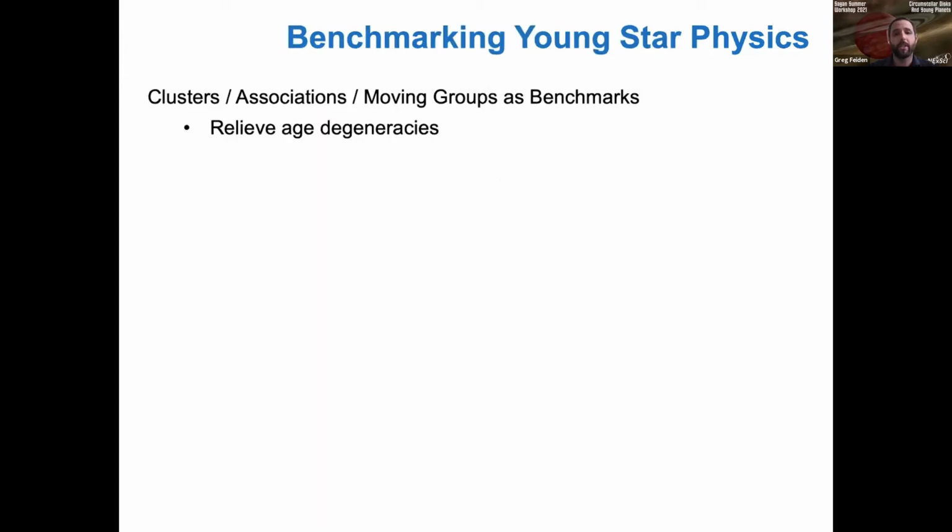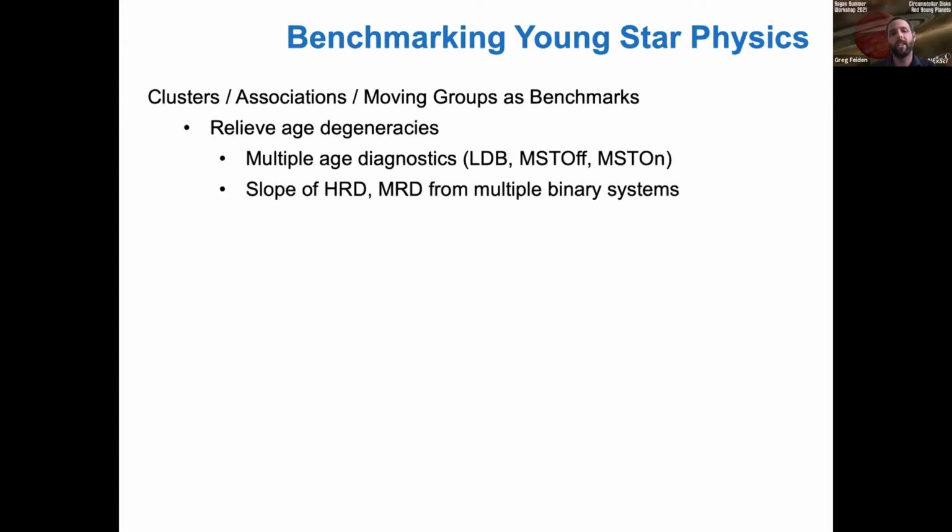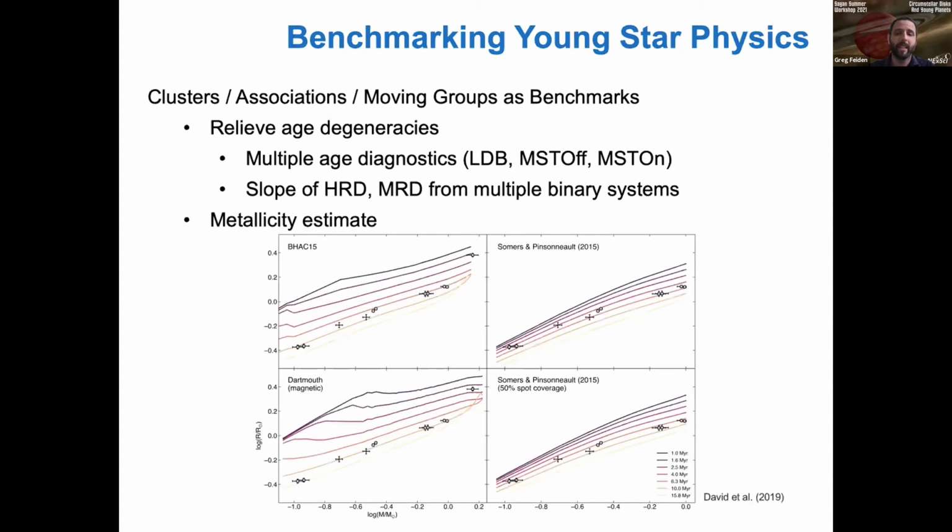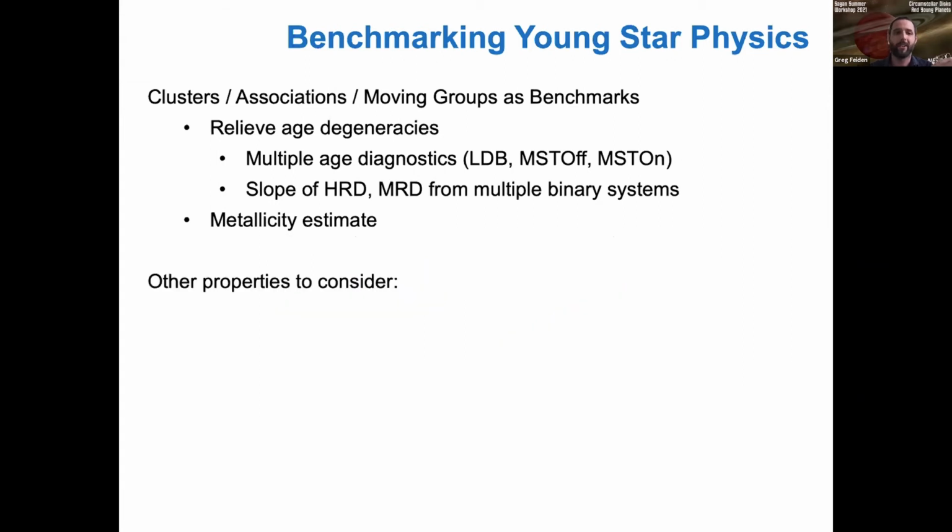But we also would like to do this in clusters where we can relieve the age discrepancies and degeneracies. You get multiple diagnostics: lithium depletion, main sequence turn on, main sequence turn off. You get slopes of the HRD and the mass radius diagram. Hopefully we get a metallicity estimate. I encourage you to check out Trevor David's paper from 2019, where he did this with multiple eclipsing binary systems, where you have multiple mass measurements of multiple different systems to really pin down models and say, you don't get to move. What are your predictions? Are you consistent? Are you accurate?